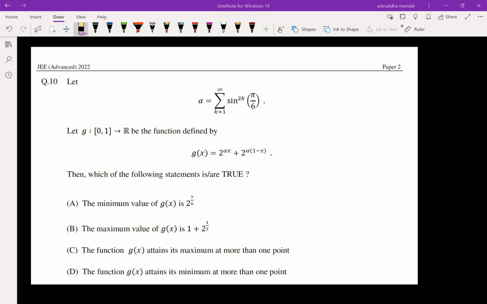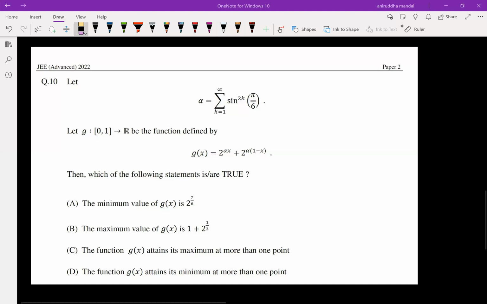Today we have a problem which is based on the maxima minima. Now the problem says if alpha be a parameter where alpha is sigma from k equal to 1 to infinite of sine to the power 2k pi by 6, and gx be a function which is 2 to the power alpha x plus 2 to the power alpha into 1 minus x. So based on this information, we have to find the maximum and minimum values of gx.